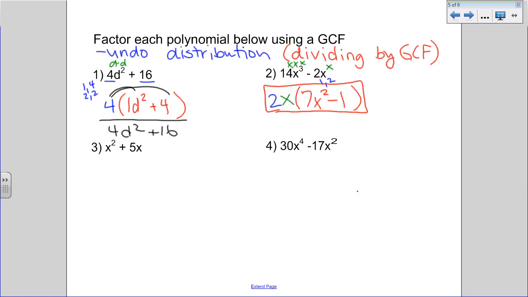Ladies and gentlemen, I want you to try 3 and 4 at your seats. Yes, there's 1 and 5. Good.